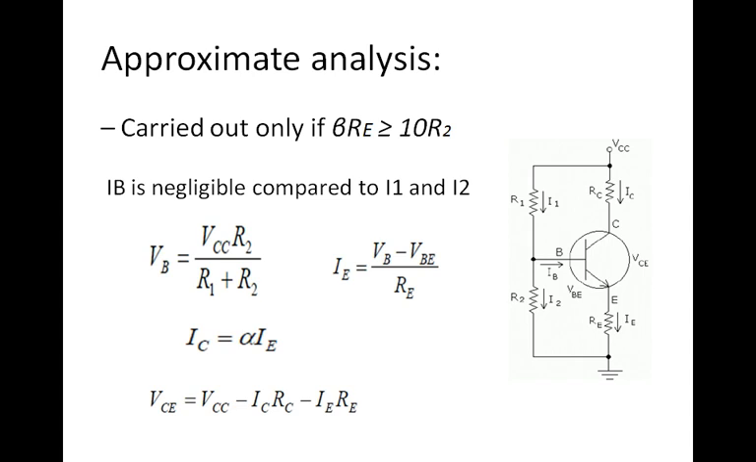The approximate analysis you can carry out by checking the condition, that is beta RE greater than or equal to 10 times R2. If this condition is satisfied, we can proceed with the approximate analysis. So these are the formulas for approximate analysis. VB, that is the base voltage, equals VCC into R2 by R1 plus R2, and emitter current equals VB minus VBE by RE. So here also, IC and VCE are independent of beta, so the Q point is stable for the approximate analysis. Thank you.